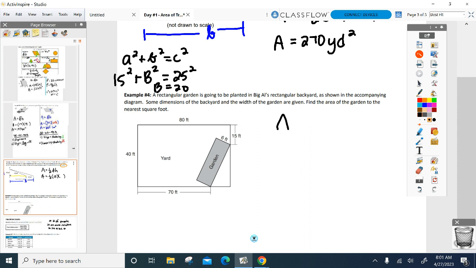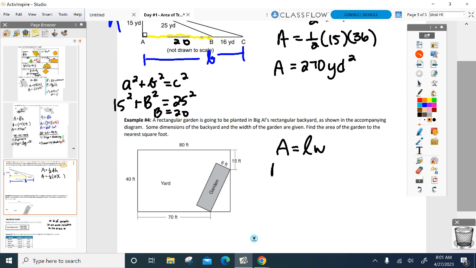If you go back, length times width, area formula. I already know one of them is 6. We're going to have to work a little bit to find the other piece now. Because it's 6 times whatever that side length is. How can I get to that side length? Remember, it's a rectangular backyard as well.